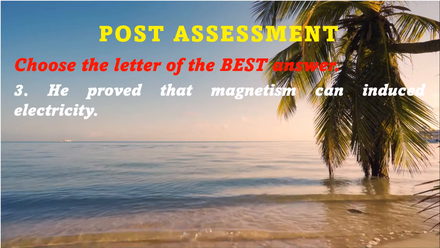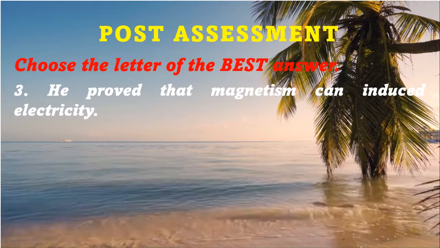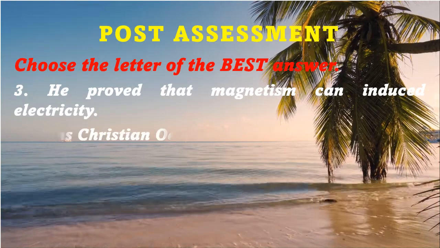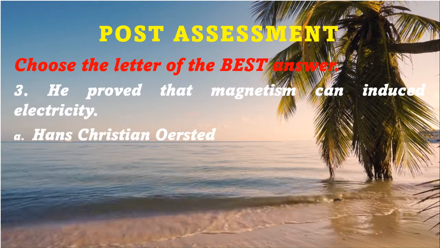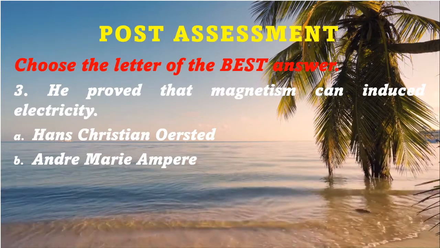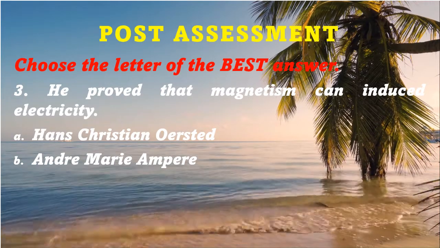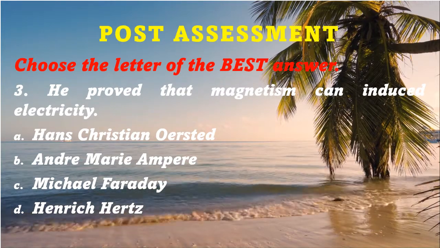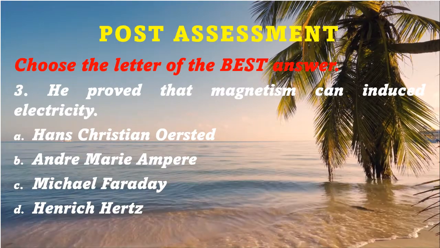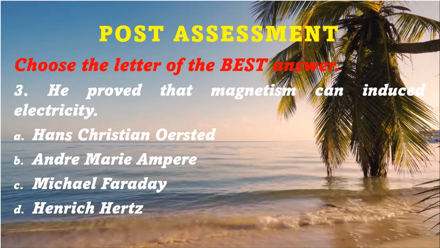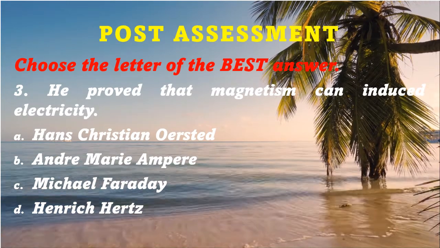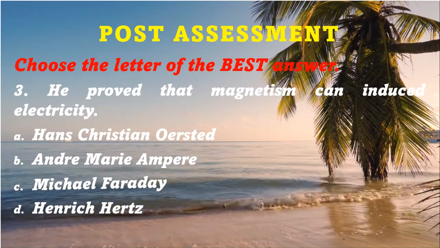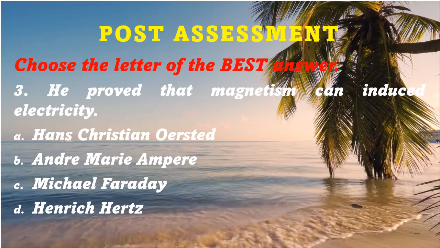Number 4. He proved that magnetism can induce electricity. Letter A. Hans Christian Ørsted. Letter B. Andre Marie Ampere. Letter C. Michael Faraday. And letter D. Heinrich Hertz. The answer is Michael Faraday.